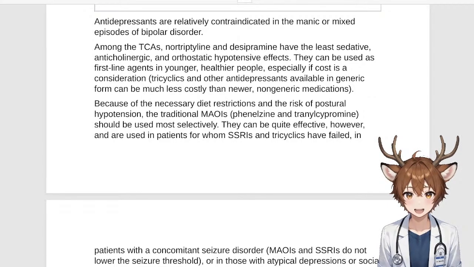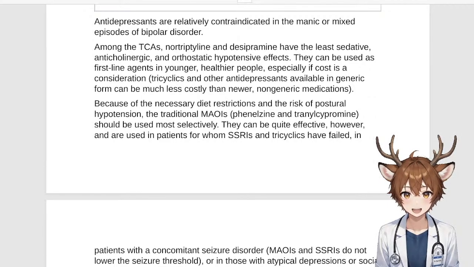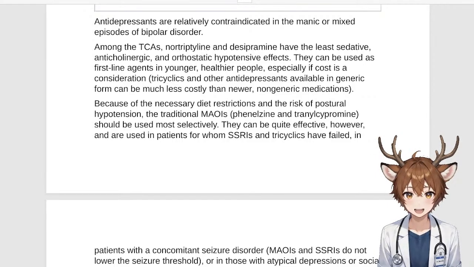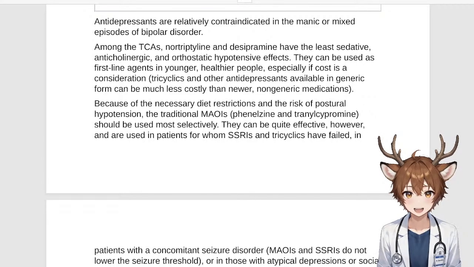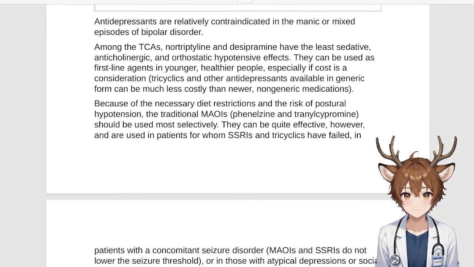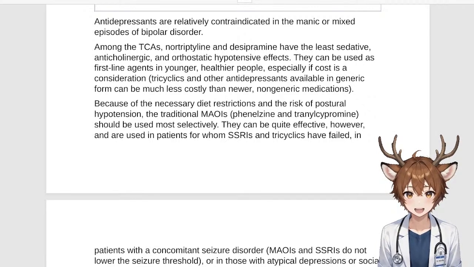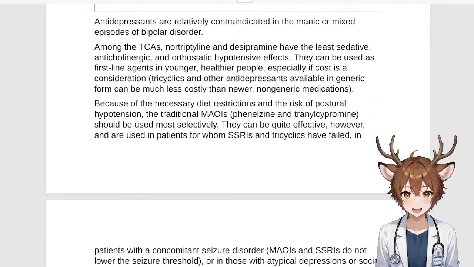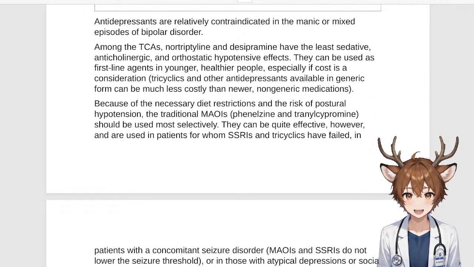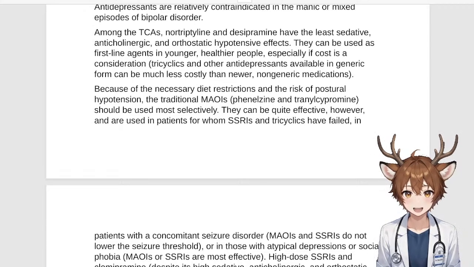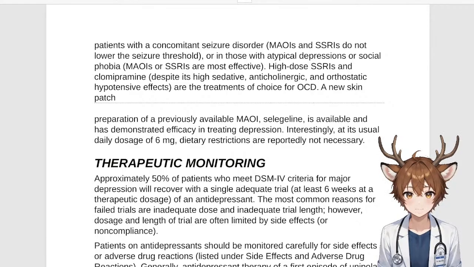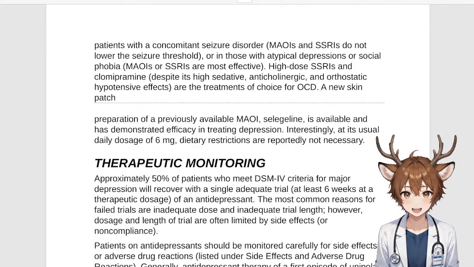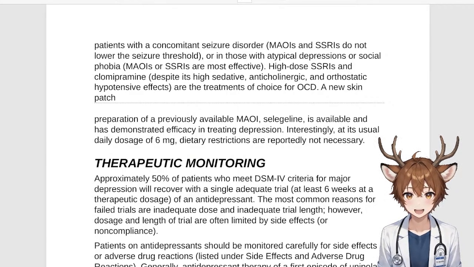Because of the necessary diet restrictions and the risk of postural hypotension, the traditional MAO inhibitors, phenelzine and tranylcypromine, should be used most selectively. They can be quite effective, however, and are used in patients for whom SSRIs and tricyclics have failed. In patients with a concomitant seizure disorder, MAO inhibitors and SSRIs do not lower the seizure threshold, or in those with atypical depressions or social phobias, MAO inhibitors and SSRIs are most effective.